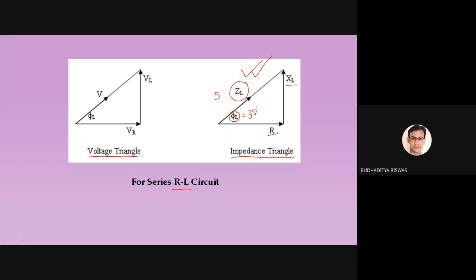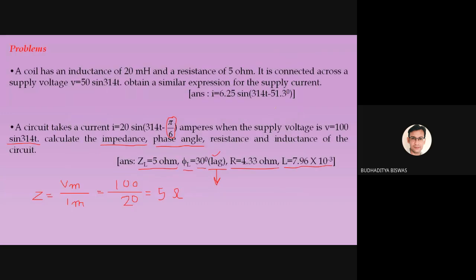Yes, sir. So one thing I'd like to mention here: you directly find out the value of R, no problem. But you directly find out the value of XL, not L. After finding XL, you just need to divide XL by 2 pi. It will give you the value of L, because XL equal to omega L, and omega means 2 pi F.